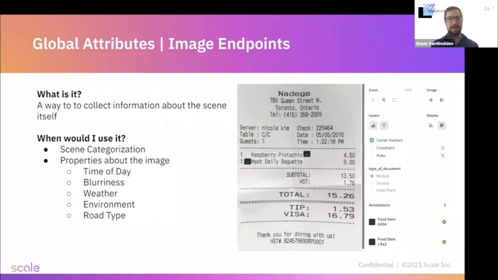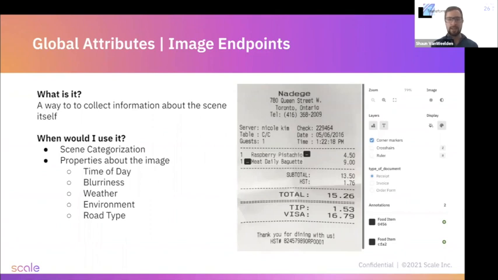The next one I want to chat about is global attributes. So global attributes are a way to go above the individual annotations and collect information about the scene itself. And so as you have lots of images that you might be working through, we can also categorize what type of image this is. For example, what time of day is it? Different things about the blurriness or the lighting conditions that might be on that image itself, the weather, the environment, the type of road a vehicle might be on. Pretty much sky's the limit.